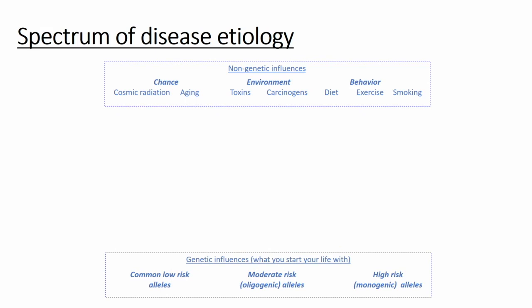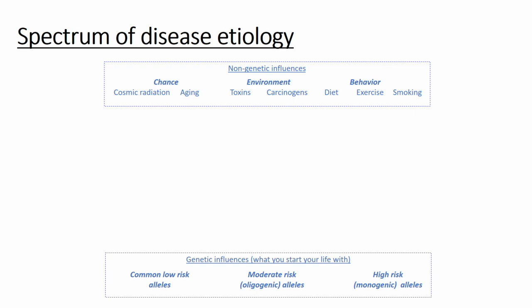Another way to think about that is to place genomics in the context of the environment. Here I'm showing the genetic influences at the bottom, essentially the genetic variation that you start your life with. Those include a combination of common alleles that put you at a low risk for certain health conditions, a combination of high-risk monogenic alleles, many of which may represent carrier status, but some of which may be disease-causing, and then a variety of moderate-risk intermediate alleles.